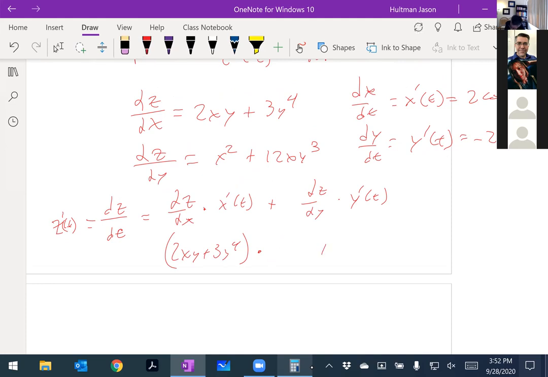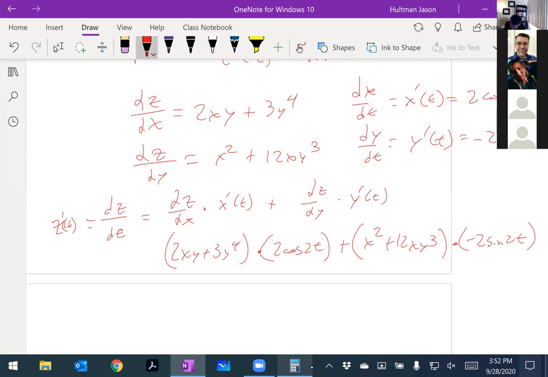Well, what is x prime of t? We calculated that. That's 2 cosine 2t, plus dz/dy, that's x squared plus 12xy cubed, times y prime, which is negative 2 sine 2t. Okay, nice. So far so good.